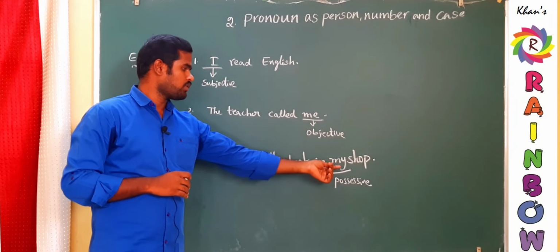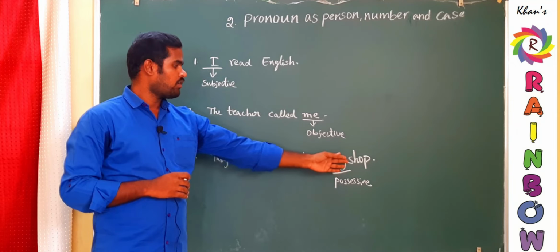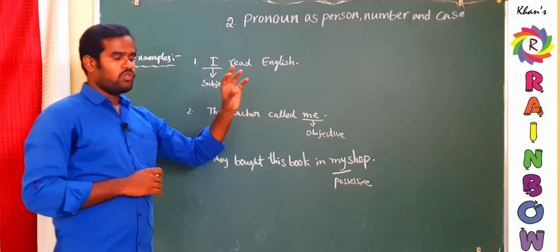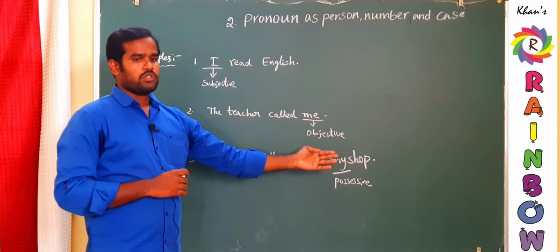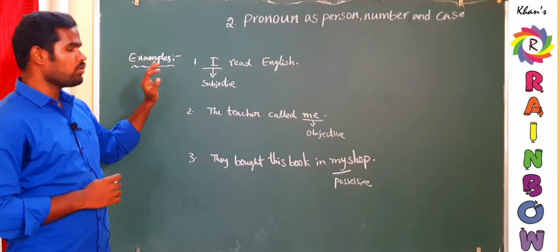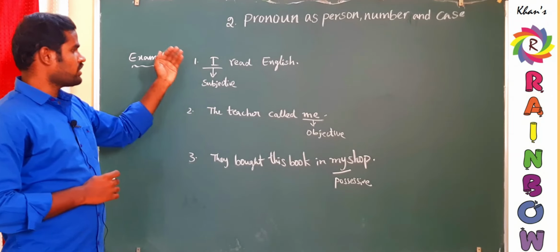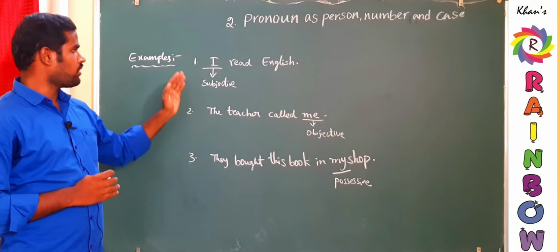So always possessive pronouns are followed by nouns. Without a noun we cannot use possessive pronouns. So these are the major rules you should remember before using these three cases. Once again, I am concluding.